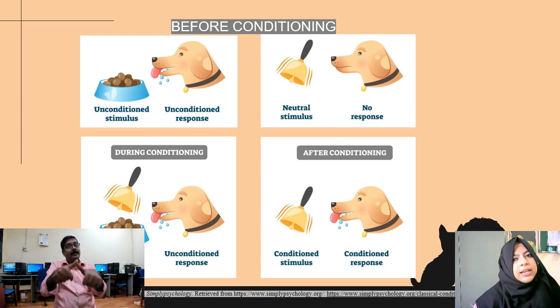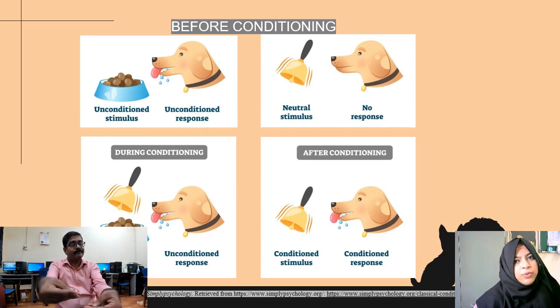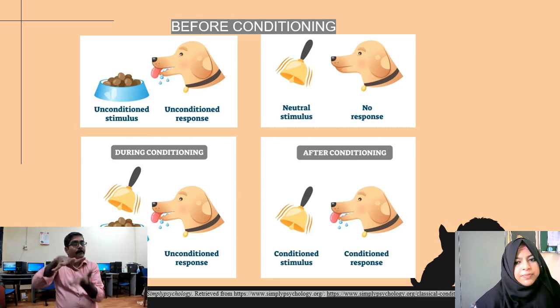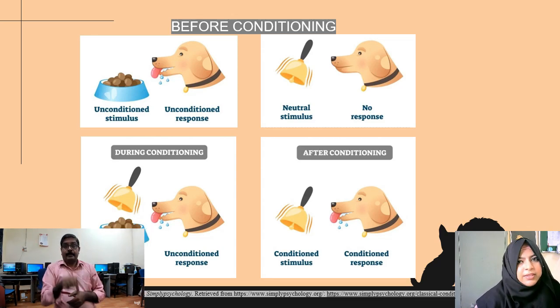During the conditioning process, when the unconditioned stimulus and the neutral stimulus are paired together, the dog has an unconditioned response. It is now making an association of food along with the bell, and that is how a conditioned response of salivation is developed by the dog. Here the bell becomes a conditioned stimulus, and whenever the bell rings now, the dog will salivate. That is how the association was formed.